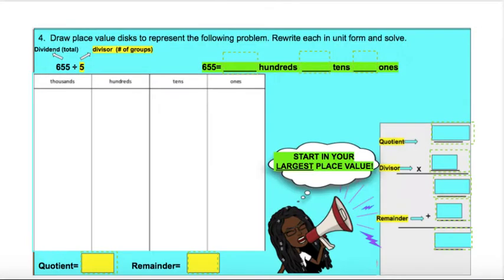Let's do one more problem. All right, in this problem, we have the number 655 divided by 5. How many hundreds in the number 655? Good, 6. How many tens? Good, 5. How many ones? Good, 5. Let's go ahead and draw this in our place value chart.